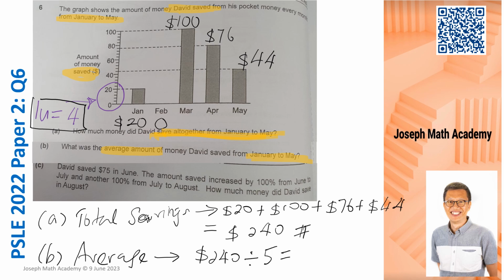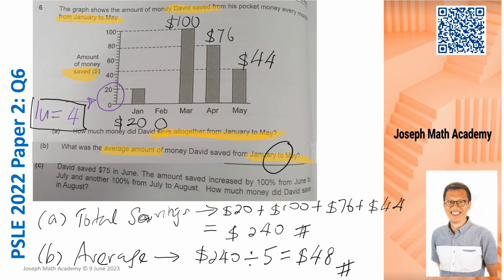So in these 5 months, January to May, February is included. So 240 divided by 5 gives us $48. This is a trick question. Be careful. You're not supposed to divide by 4. If you have divided by 4, then your part B is confirmed wrong. It's January to May. They never say exclude February. So February is counted.